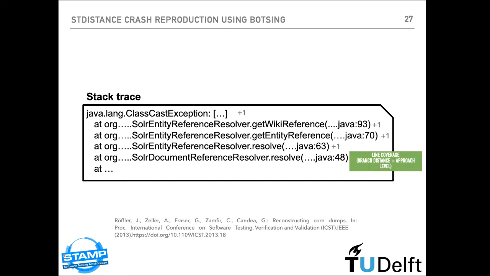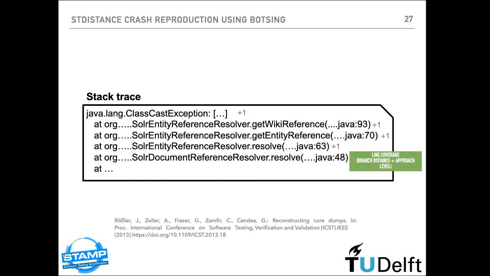This fitness function was originally introduced as one of the elements of a bigger fitness function for reproducing crashes from the core dump. But since we don't always have a core dump due to the privacy violation, in this study we only implemented the ST distance element, which only works according to a given stack trace. This fitness function relies more on the approach level and branch distance.